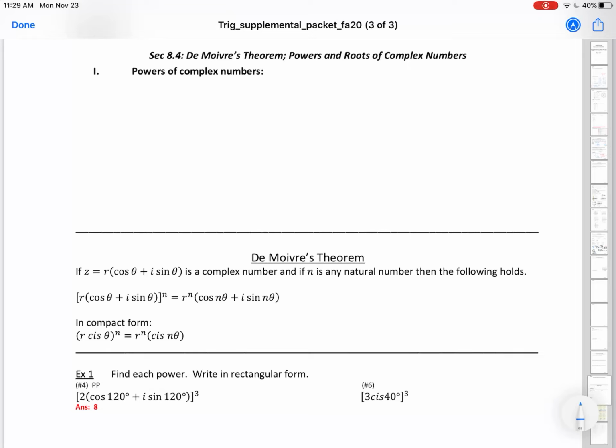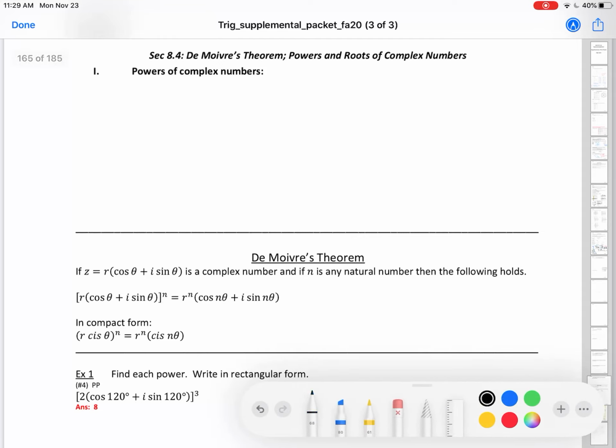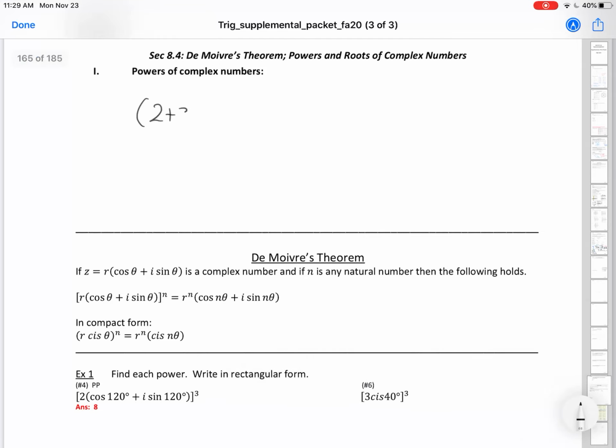Welcome to section 8.4. Here we're doing de Moivre's theorem and looking at powers and roots of complex numbers. And so let's consider for a moment a power of a complex number. So let's take 2 plus 3i. If I asked you to raise that to the second power, no problem. You would do 2 plus 3i times itself.